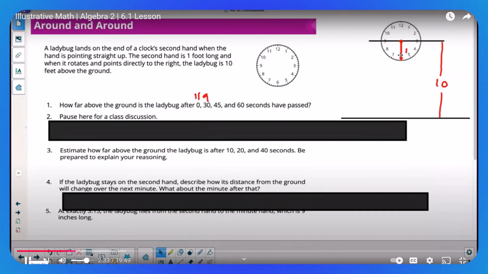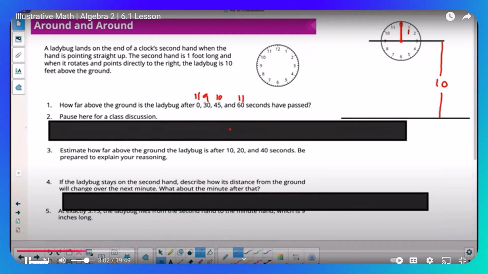At 45 seconds, it's back up to where it's exactly 10 feet above. So that would be 10. And at 60 seconds, it's back up to where it started. So it's going to be back up here at 12. So it's really 10 plus the one foot. So it's going to be 11 again. And then it's going to repeat the whole thing over and over again.